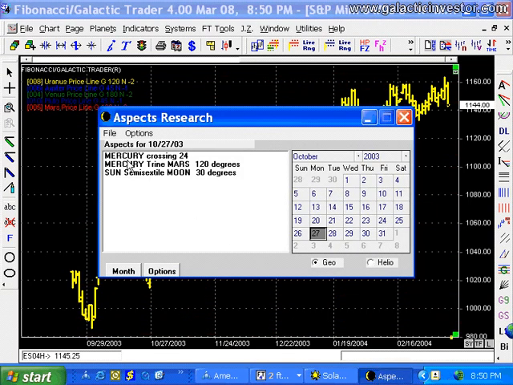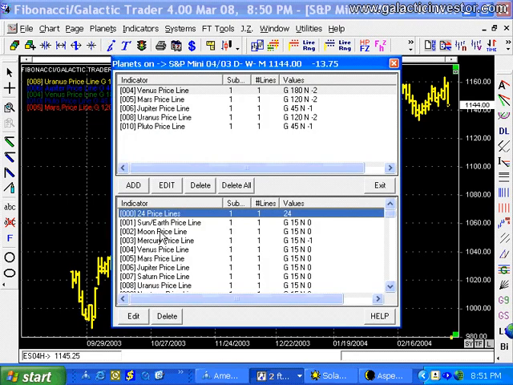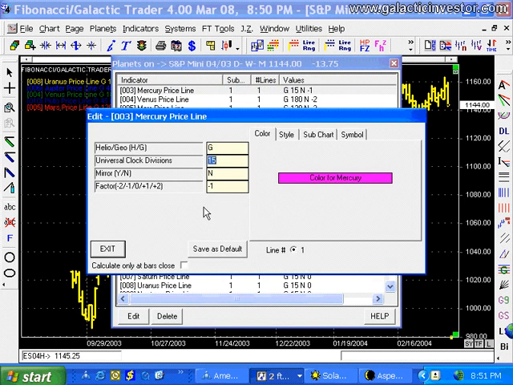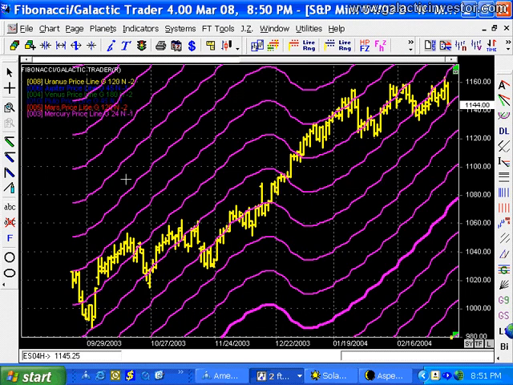We also had Mercury crossing the 24. So let's go to Mercury now. Mercury trine Mars crossing the 24. And by the way, that is a strong reversal signature. When you have a trine with a planet or planets at the 24 line, that's very strong. So we're going to go to planetary lines, and we're going to go to Mercury now. And change the indicator to 24. And that's definitely not it.